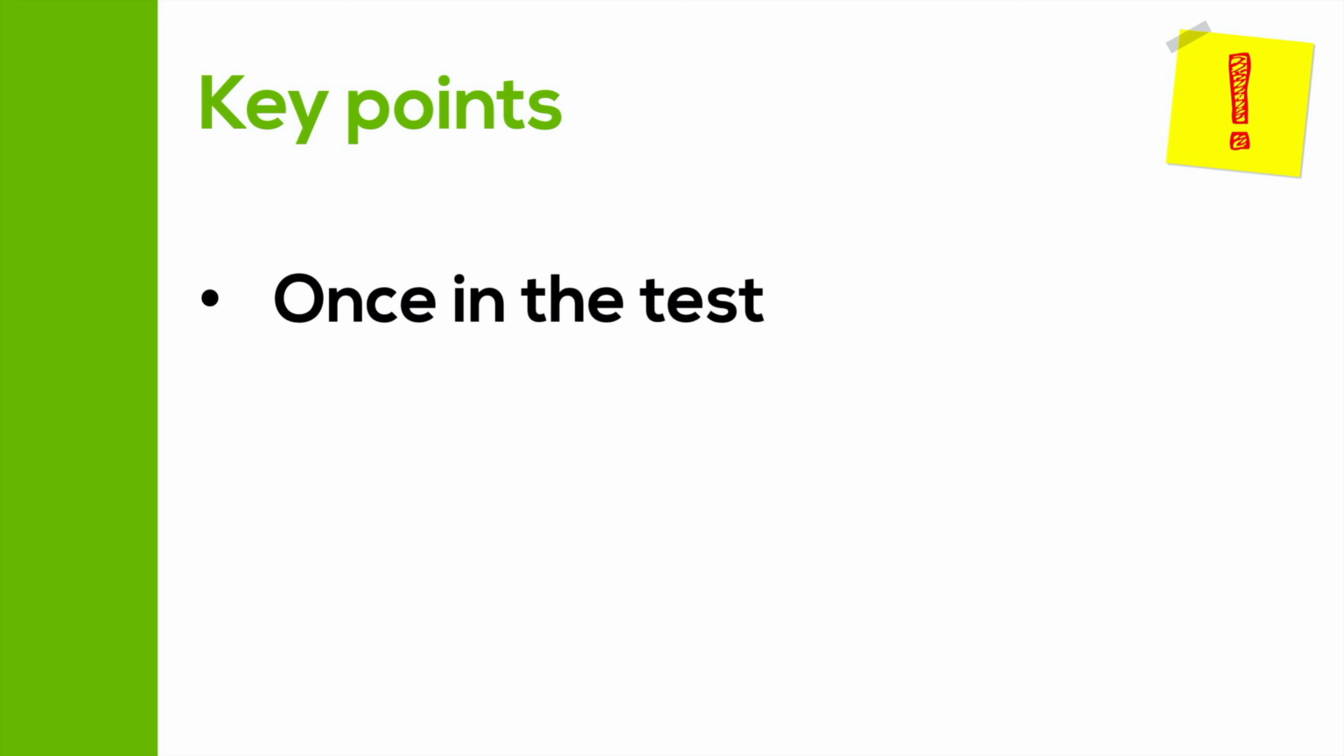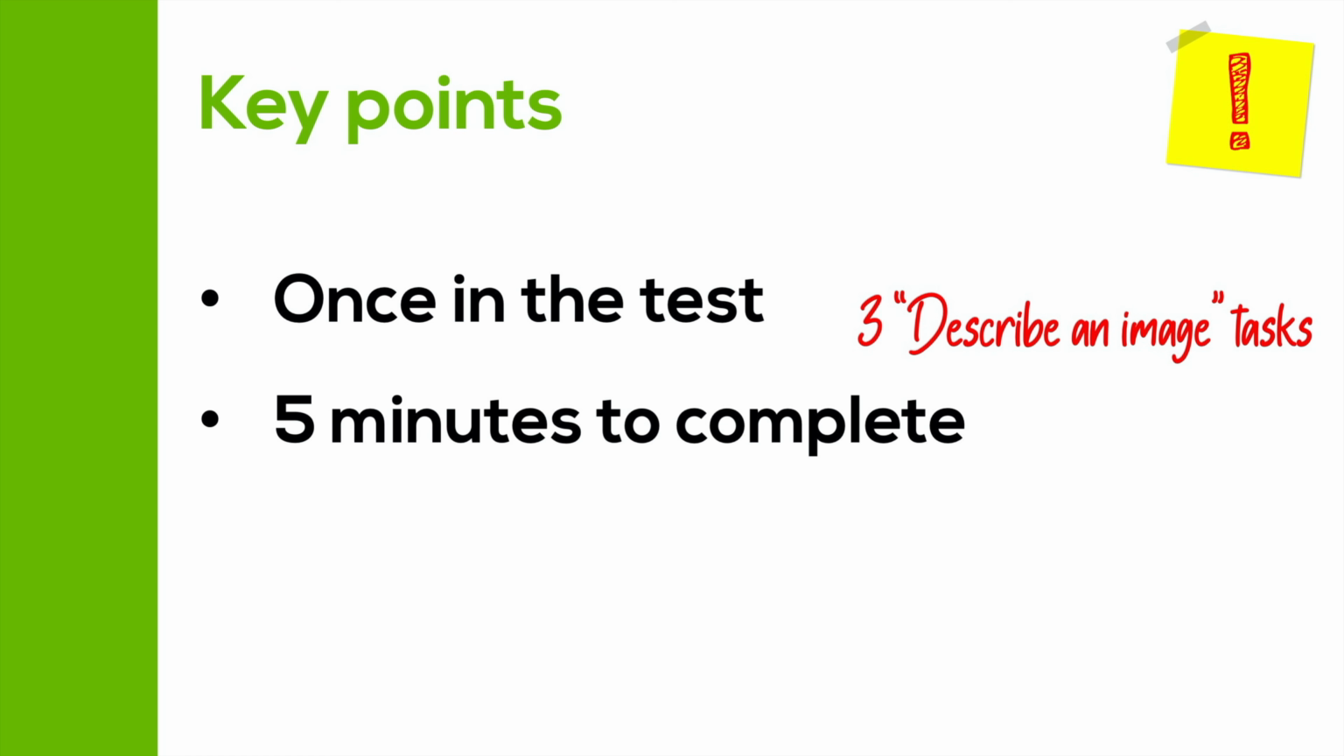Luckily, on the Duolingo English test, they only give you this question type once in the whole test. There is another writing task, that is the describe an image task. You'll have that 3 times during the test, but for this 5-minute writing, you only have it once. And you have 5 minutes to complete.